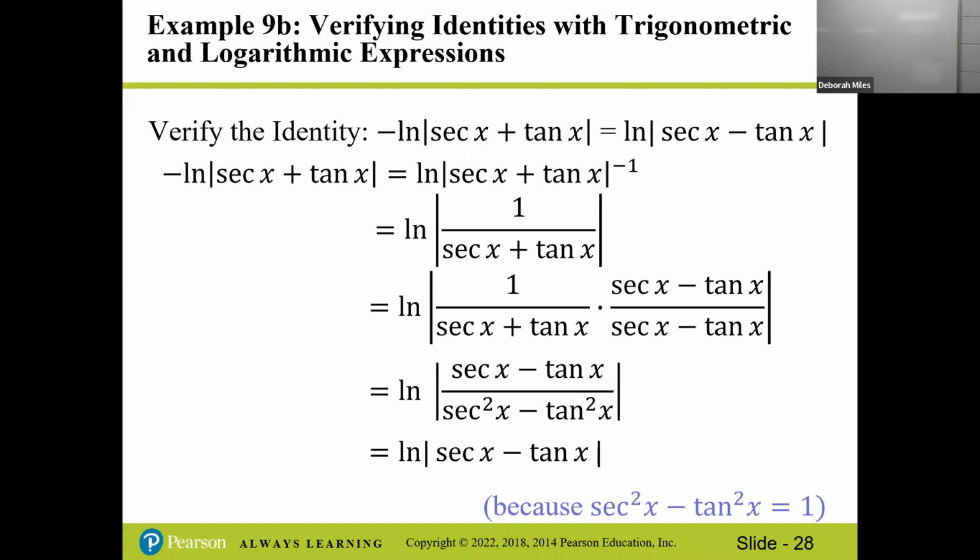If this was log of a product, we could take it apart as the sum of two logs, but it's the sum of two logs, not the log of one sum. You cannot distribute natural log through anything. Can't write it as secant times tangent.